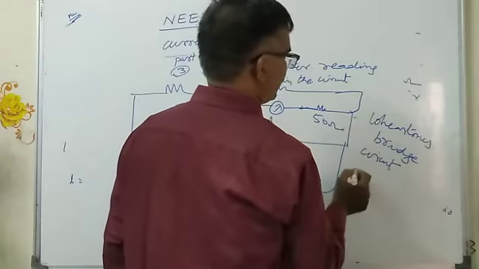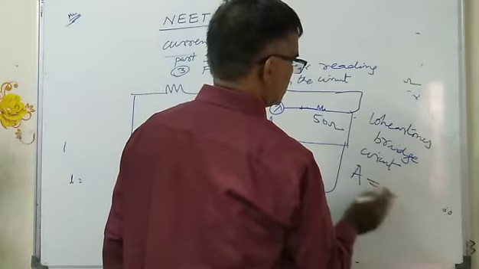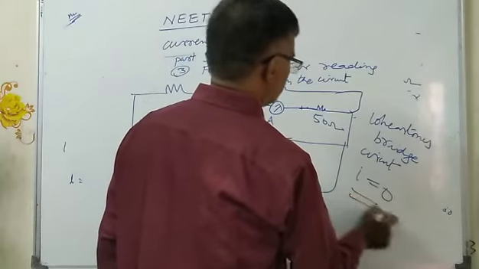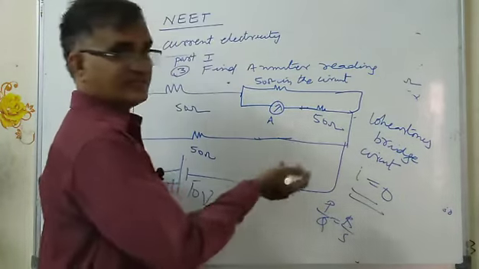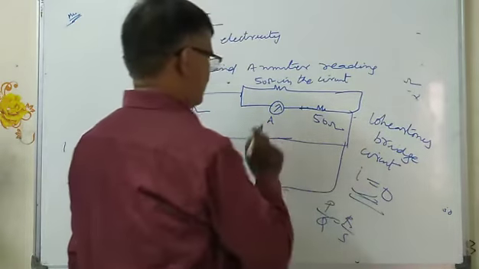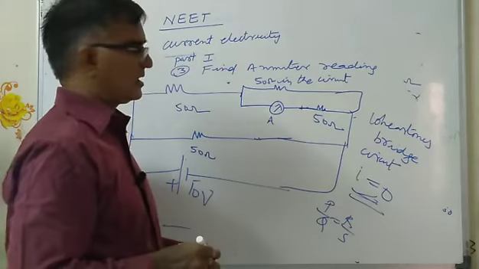So the current through the ammeter is 0. Current through the ammeter I is equal to 0 here. P by Q is equal to R by S. The condition is balanced here, so no current passes through this ammeter. 0 is the answer. Okay.